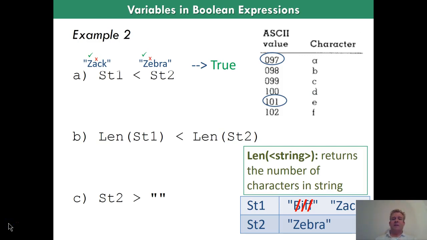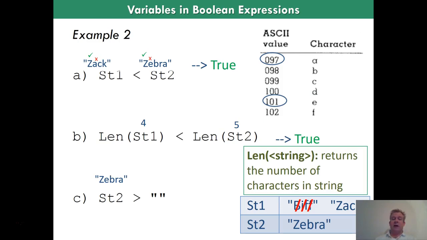Now let's take the length of string 1, which is Zach, and it's 4. The length of zebra is 5, so is 4 less than 5? Well, yes it is, so true. And we finish off with zebra.